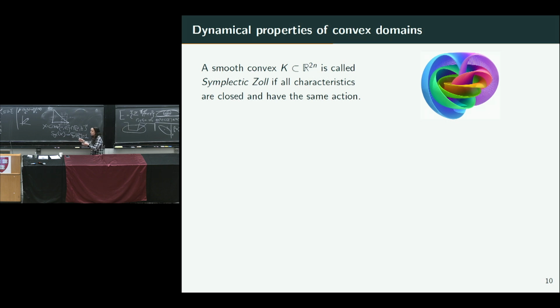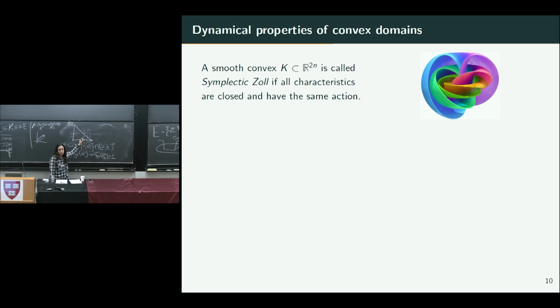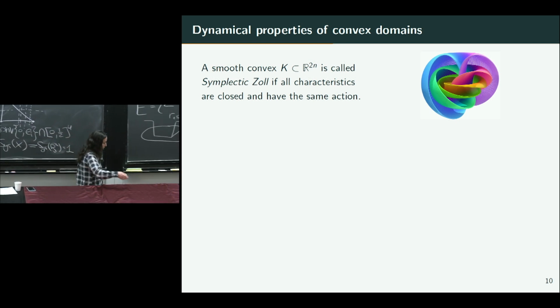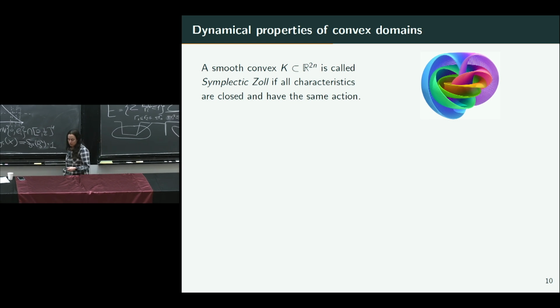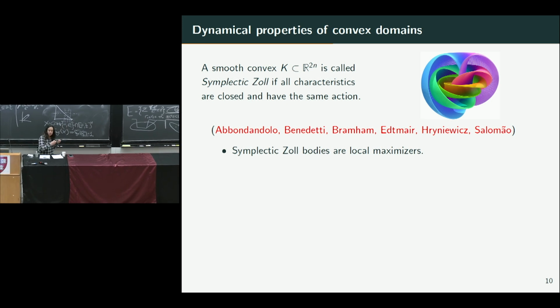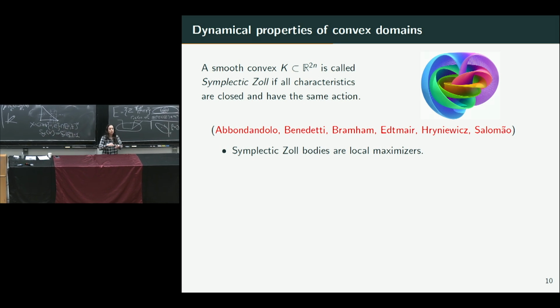Because if it is not Zoll, so if we have some point that no characteristic with minimal action passes through it, I can chop it off in the same manner, make it smaller, and the action will not change, but the volume will become smaller, so I can improve the systolic ratio. So if my domain is smooth and strictly convex, it must be Zoll. And in fact, it has been explored and shown that the opposite is also true. So symplectic Zolls are also local maximizers of the systolic ratio. Any small perturbation of a symplectic Zoll is also a local maximizer.